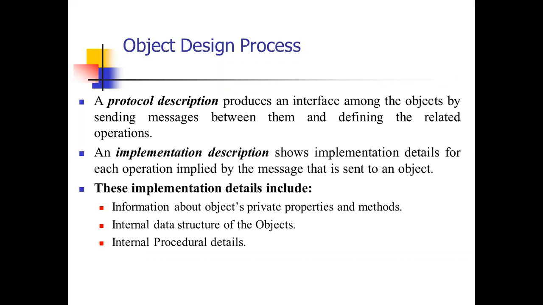So the implementation description shows the implementation details of that particular object. These implementation details include information about the object's private properties and methods. Then the internal data structures of that object; internal data structures means the attributes of that object. Then the internal procedural details; internal procedural details means the operations of that object. So the implementation details include the object's private properties and methods, attributes and operations. That means the data structure and the procedures.